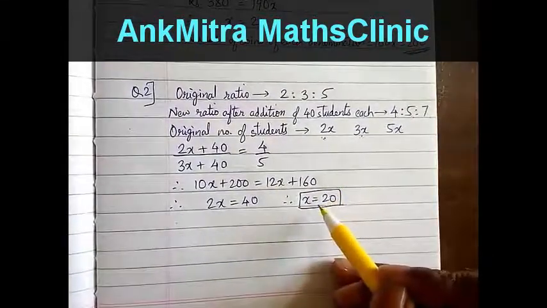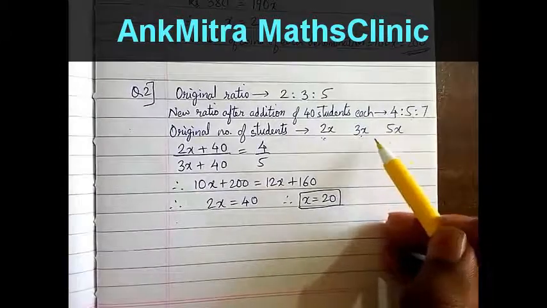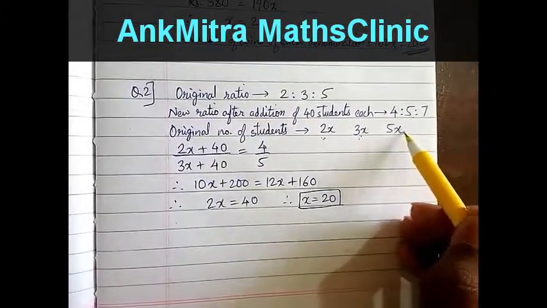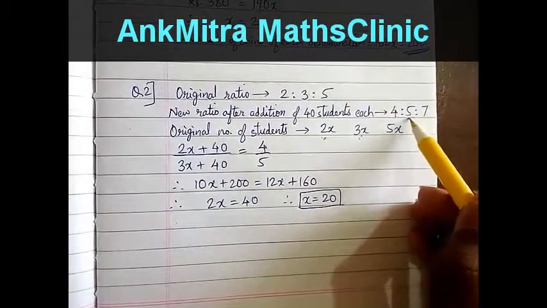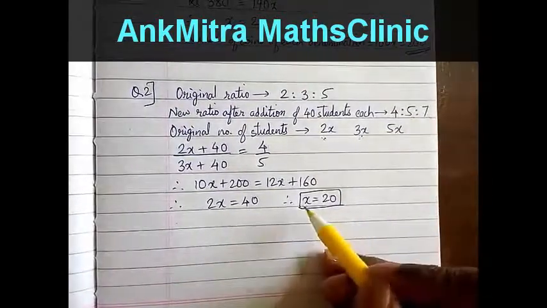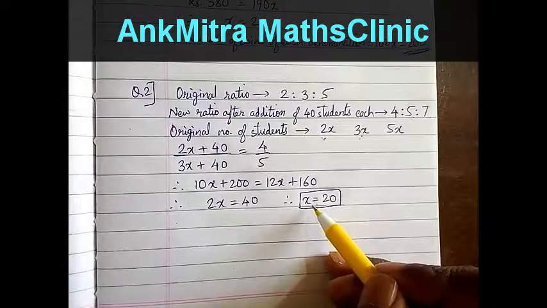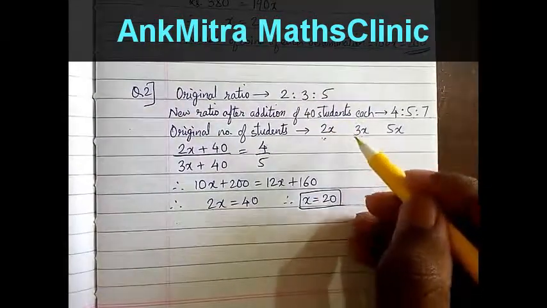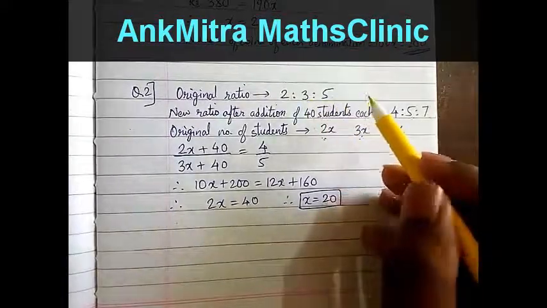We would have got the same value if we had compared any two other classrooms. So even if we compared 3x and 5x, adding 40 to each, we would have got the new ratio as 5 is to 7. We still have got the same value of x as 20. So using x is equal to 20, we'll now find the total number of students in the three classes.